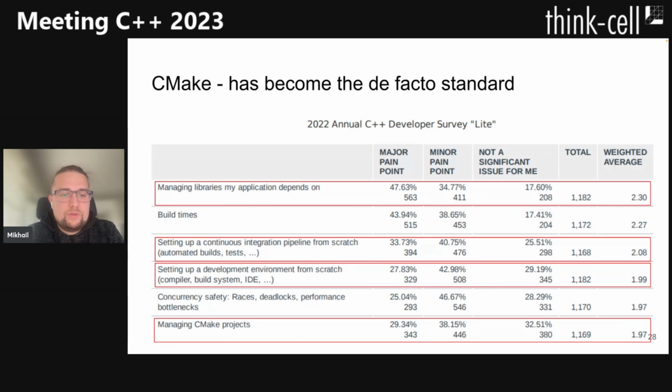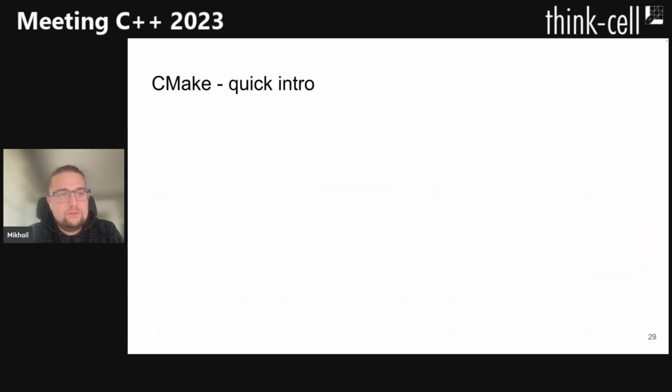Okay, let's start with a quick CMake intro. For those who don't know, CMake is a meta build system. It's not actually building your CPP files. It actually generates some platform-specific build files, like Ninja, for example, or Visual Studio files and MSBuild and so on. And then you execute them, or CMake executes them for you. It's cross-platform, so it works on all major platforms.